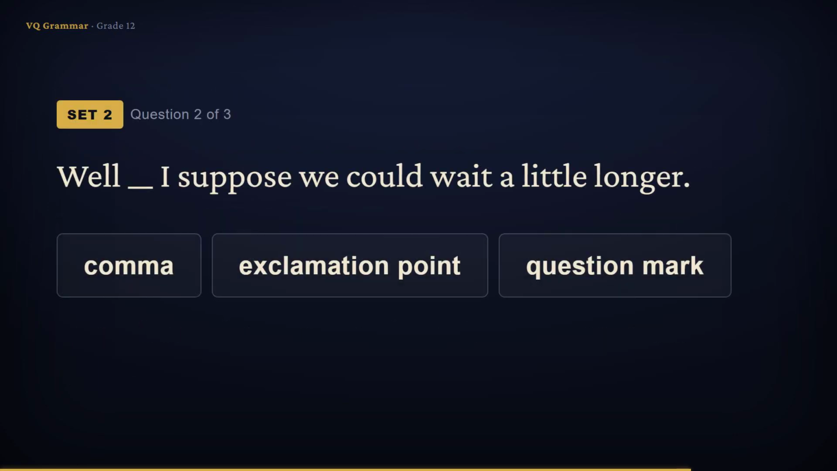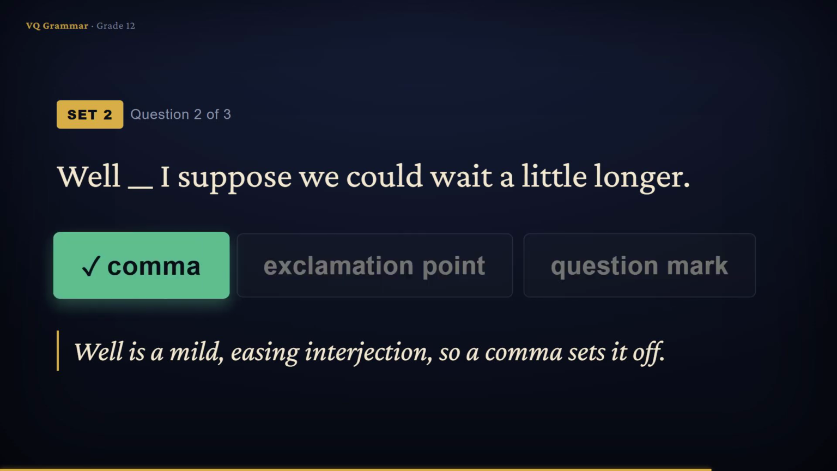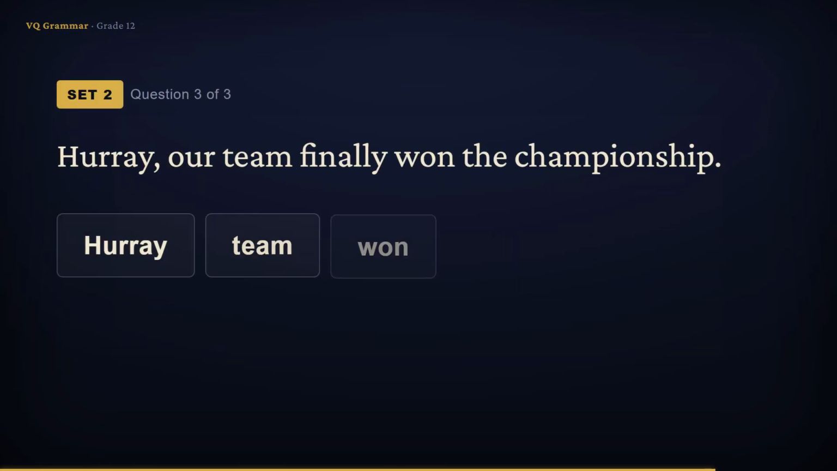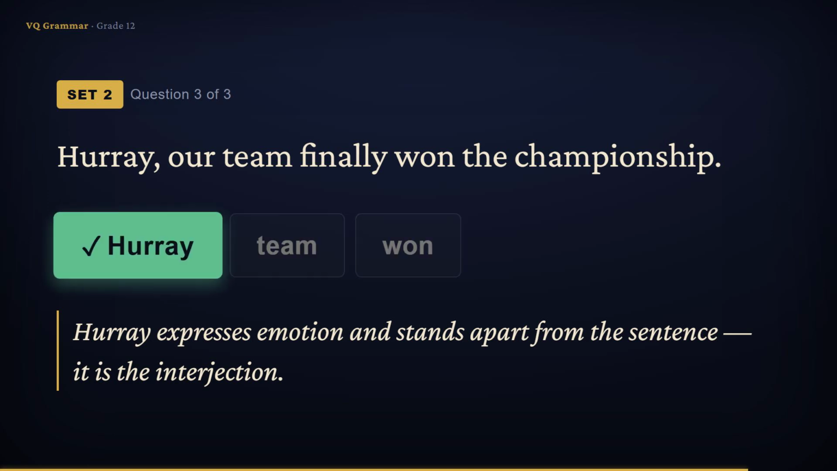Well, I suppose we could wait a little longer. Here the feeling is gentle. Well, just eases us into the thought, with no burst of emotion at all. A mild interjection like that takes a comma. So the answer is a comma. Which word is the interjection? Find the word that expresses feeling and stands apart from the rest of the sentence. Hooray! Our team finally won the championship. Hooray is the burst of emotion here. It plays no grammatical role in the sentence, so the interjection is hooray.